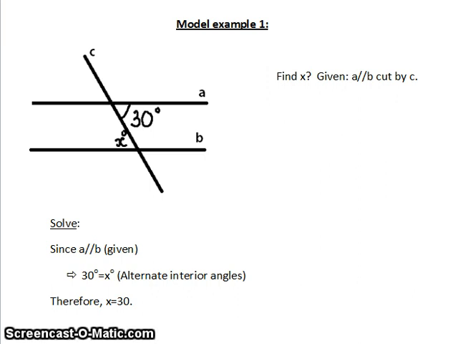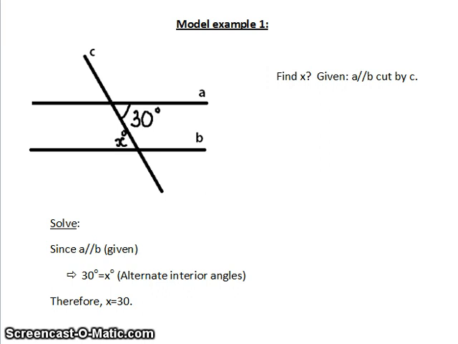Given two parallel lines cut by a transversal and an angle of 30 degrees, find x. To be able to solve x, you can use the properties of alternate interior angles. Therefore, you will have 30 degrees equal x, and therefore you have x equal 30 degrees. It is nice and easy, right?